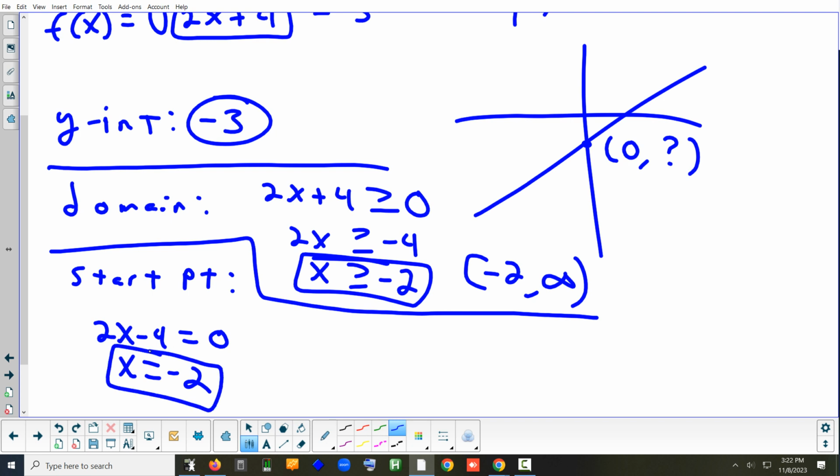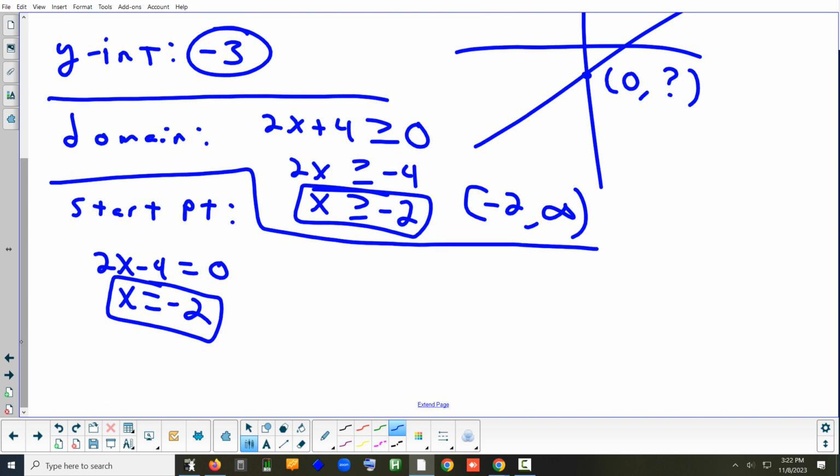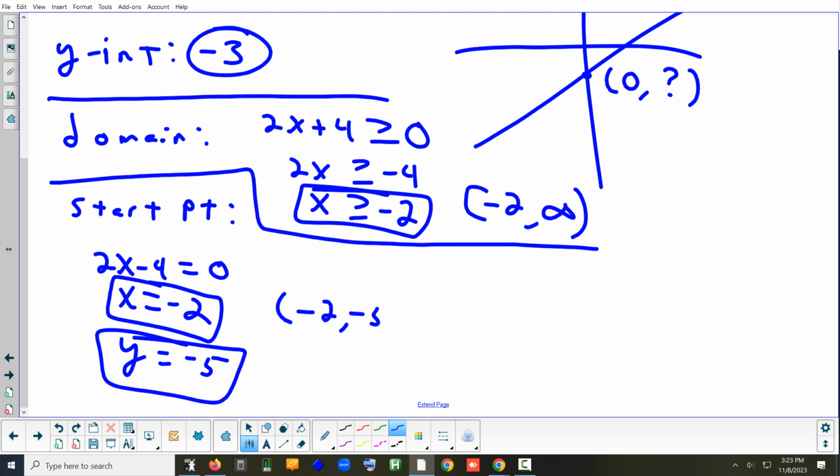Now, you still have to find the y value of your start point. So what do you do with -2 to get the y value of the start? Right, you plug it back in for x. And then 2 times -2 will give you -4. Plus 4? 0. Square root of 0? 0. And then -5. So the -5 is all that really matters. So this particular graph has a start point at (-2, -5). Now the calculator may not show that because it gets kind of steep there, so it may look different. So you have to know how to find it yourself.